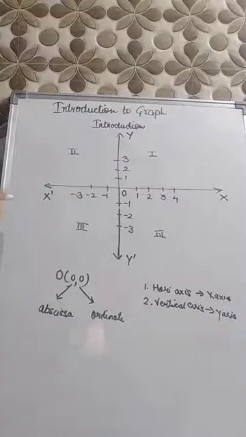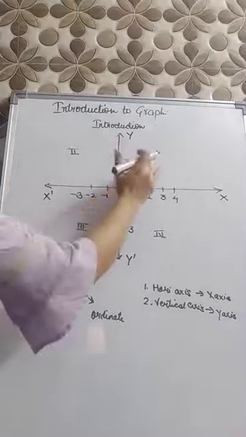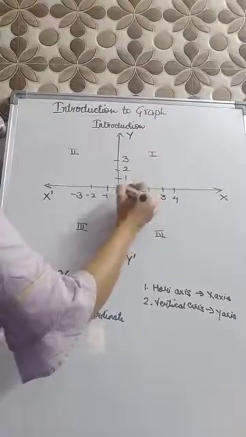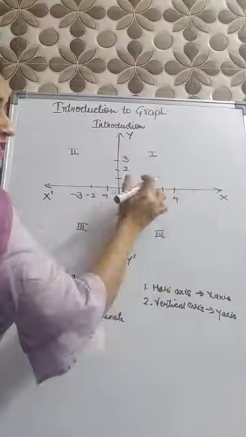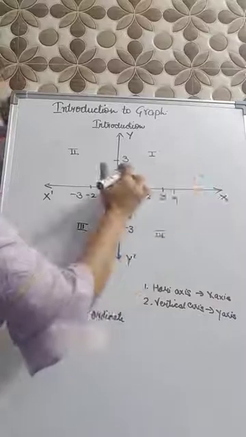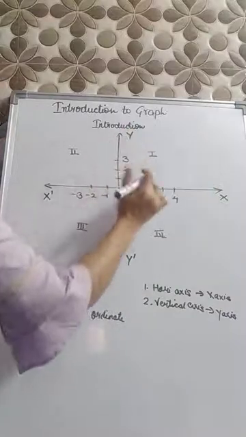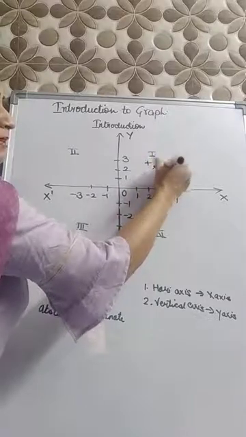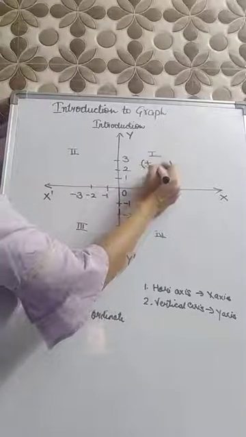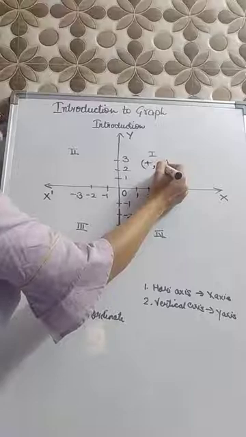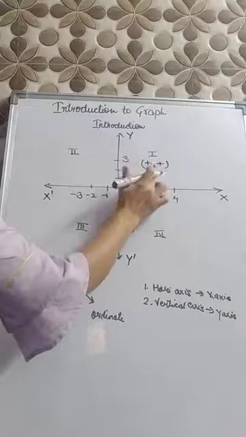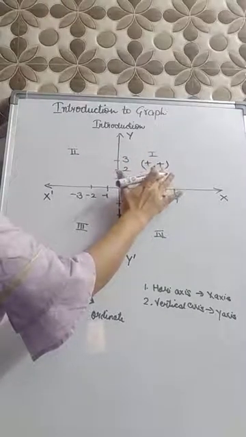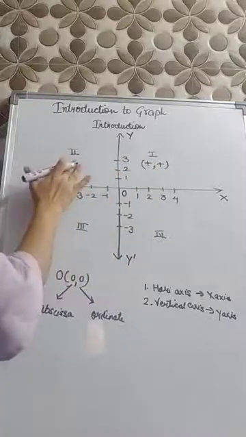Now, let's discuss the sign of these quadrants. As you can see that on the x-axis, on the right hand side you have positive numbers, and on the upper side of the y-axis you have positive numbers. So this first quadrant will have the sign plus plus. This plus is for x-axis and this is for the y-axis. So the sign for the coordinates in this first quadrant is plus plus.